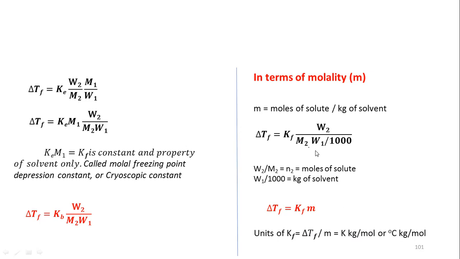So this is all about the third colligative property, which is the depression in freezing point. In the next lecture, I will explain the fourth colligative property, which is osmosis and the osmotic pressure.